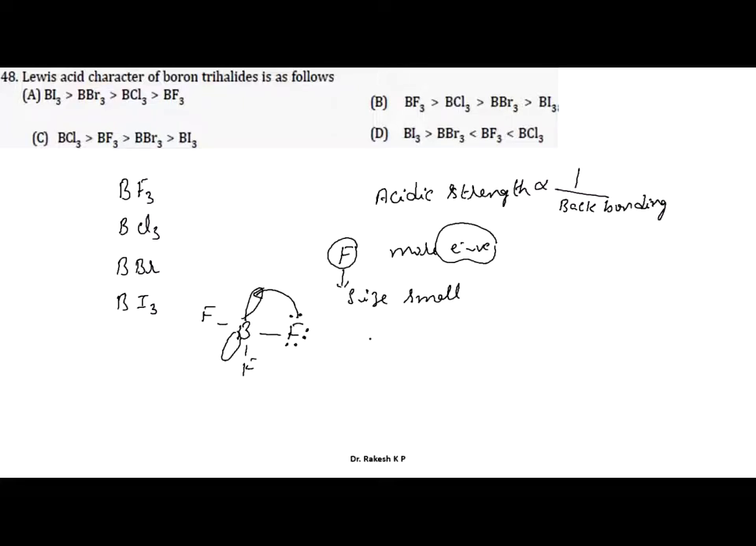The strongest Lewis acid is the triiodide, because the size is large and there is very little back bonding here. Next comes boron tribromide, then boron trichloride, and the weakest is boron trifluoride, because of back bonding. So boron triiodide acts as the strongest Lewis acid. Hence in this case the option is A. Let me move on to the next question.